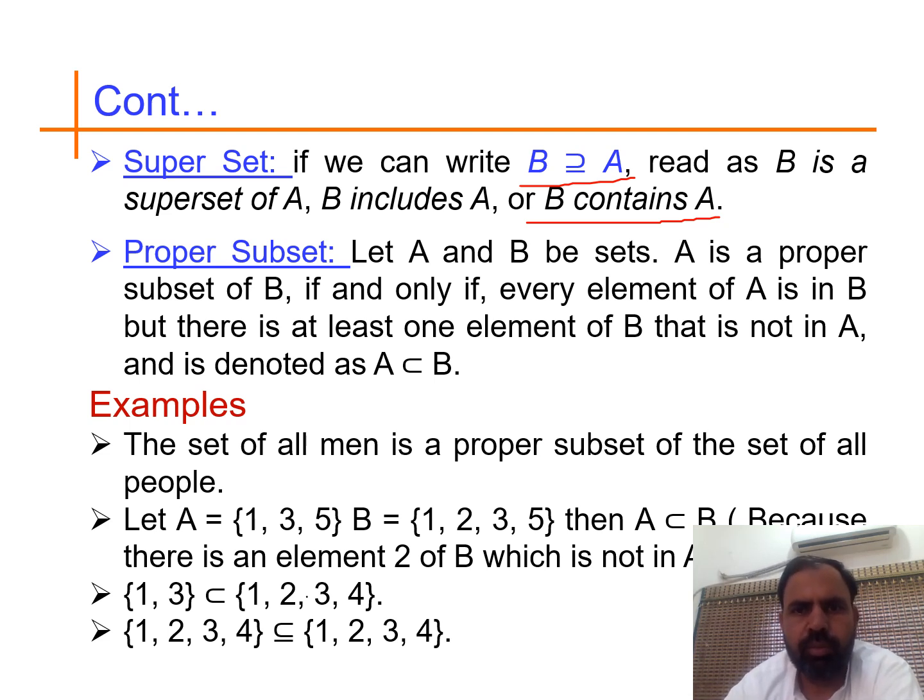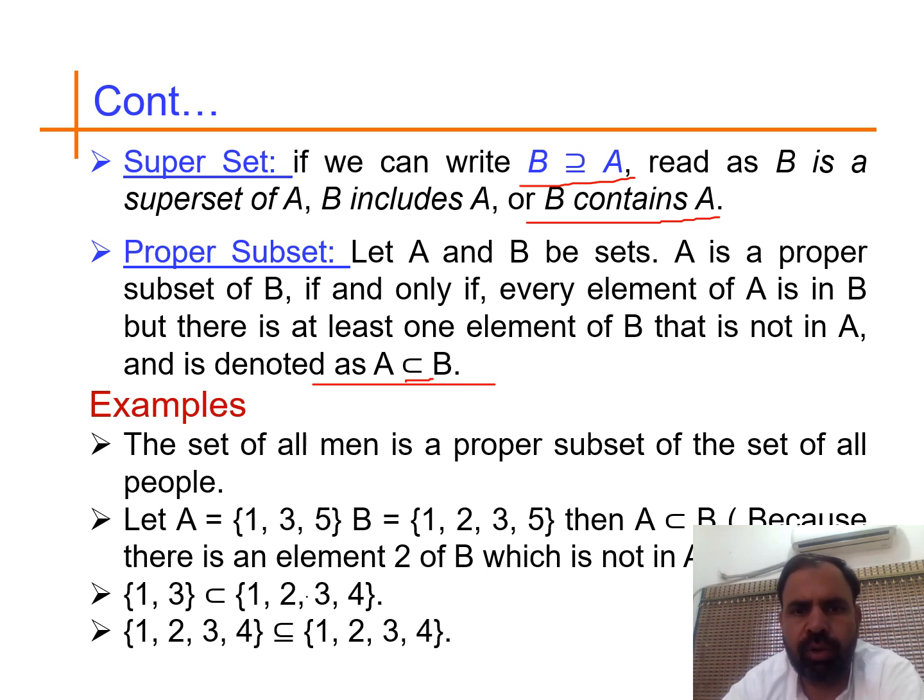Let A and B be sets. A is a proper subset of B if and only if every element of A is in B, but there is at least one element of B that is not in A. It means that when we exclude equality, then it is a proper subset, and if we include equality, then it's an improper subset.